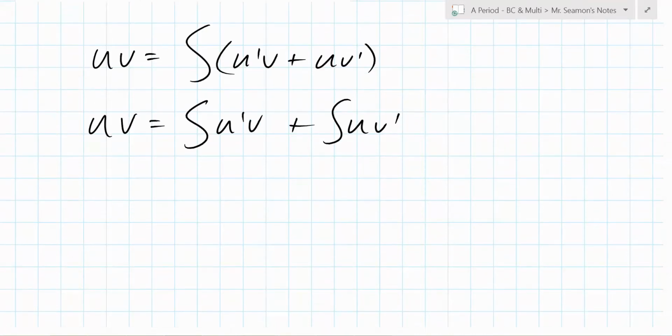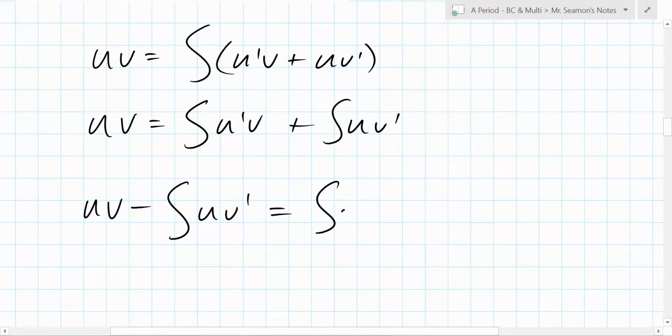And now I'm just going to subtract one of them. I'm going to subtract the one on the right, so I'm going to say uv minus uv prime is equal to the integral of u prime v.